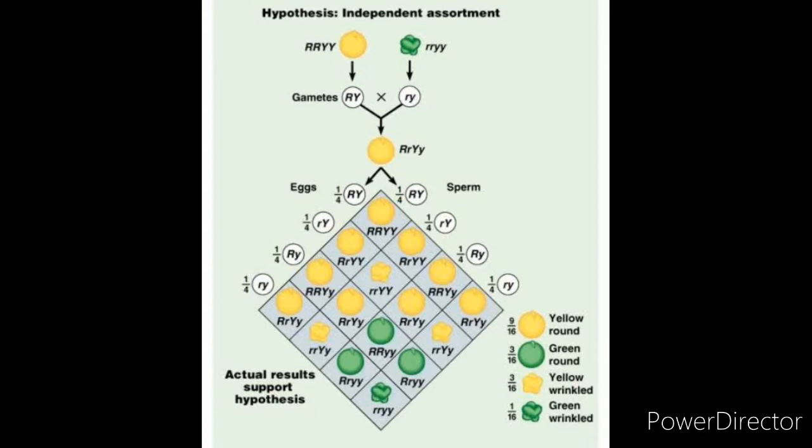So we get 9 yellow round, 3 yellow wrinkled, 3 green round and 1 green wrinkled. So at the end of the dihybrid cross we get 4 types of plants, that is yellow round, yellow wrinkled, green round, green wrinkled, and we have new combinations, that is yellow wrinkled and likewise green round.